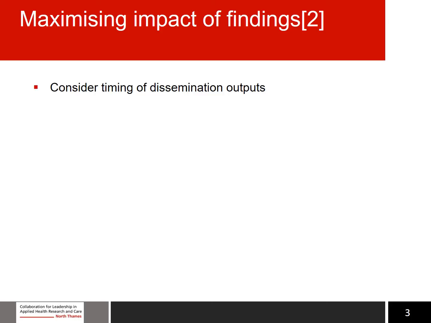Consider the timing of your dissemination outputs. Will your results be available in time for when decision making occurs? Are you trying to share your findings at a particularly busy time or a time when lots of other reports are coming out? Try and schedule your results for when people are most likely to be receptive and able to do something about them.